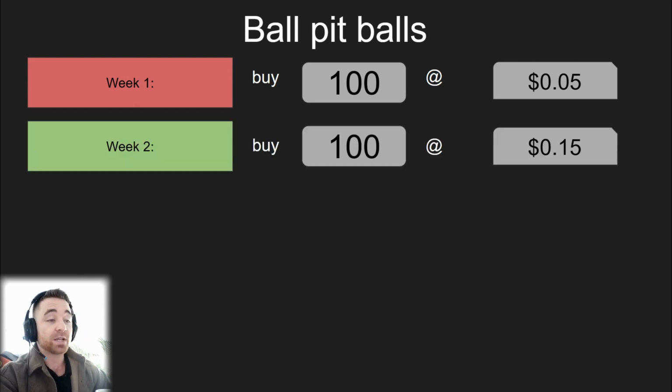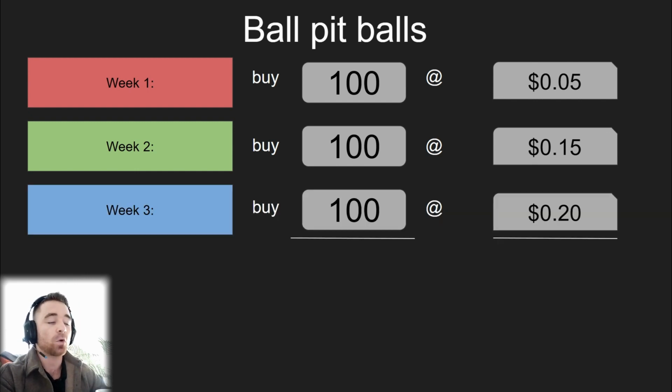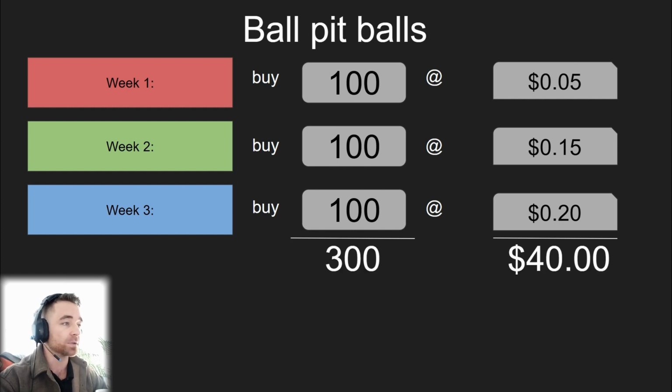Week 2, we're going to buy 100 more ball pit balls, but this time they are 15 cents each. Week 3 rolls around. We're feeling pretty good about ourselves. We're going to buy 100 ball pit balls, but this time they are 20 cents each. So what this means is we have 300 ball pit balls in our warehouse, and they have cost us a total of $40 to purchase, okay? So we purchased 300 ball pit balls for $40.